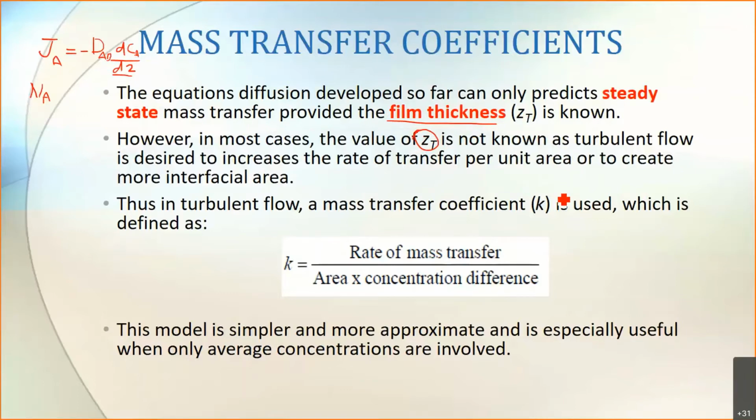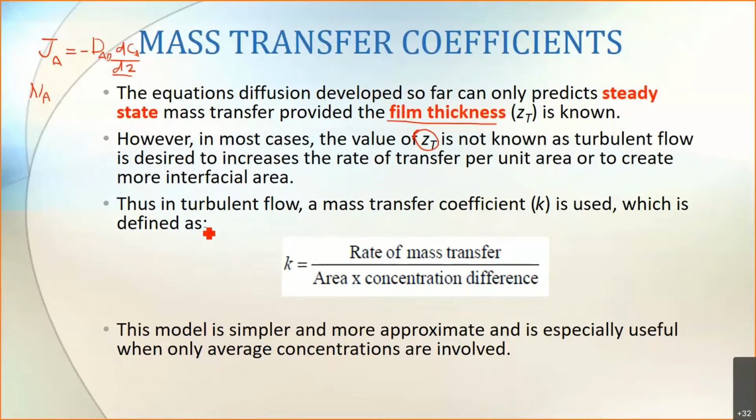Why do you want turbulent flow? Because turbulent flow can increase the rate of transfer per unit area and also increase the interfacial area. Compared to laminar flow, turbulent flow is desired in our separation processes. When we have turbulent flow, there will be more mass transfer happening, which is more beneficial for us as compared to laminar flow. But when we are dealing with turbulent flow, it is very hard for us to know the thickness, the length of the diffusion path.